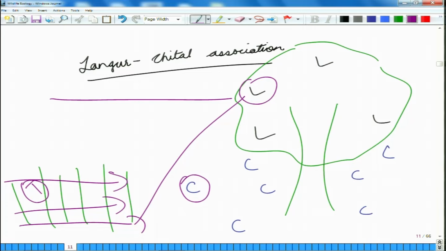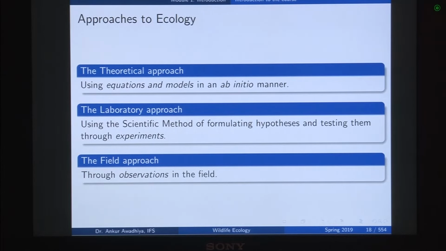So, essentially this kind of an association in which you have two different organisms interacting with each other, or a community interaction, can also be studied using the field approach. In the field approach we use observations in the field. So, these are three approaches to ecology, and in the rest of the course we will make use of all of these three different approaches to understand why an organism is somewhere, why an organism is not found somewhere else, and what we can do to help or conserve these organisms. These are the three approaches to ecology: the theoretical approach, the laboratory approach and the field approach.